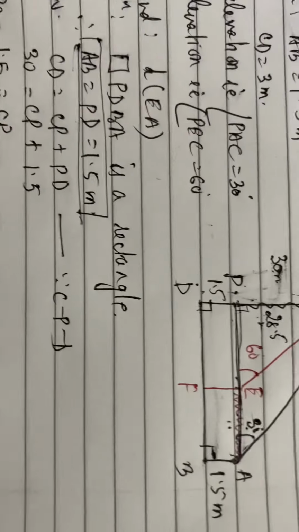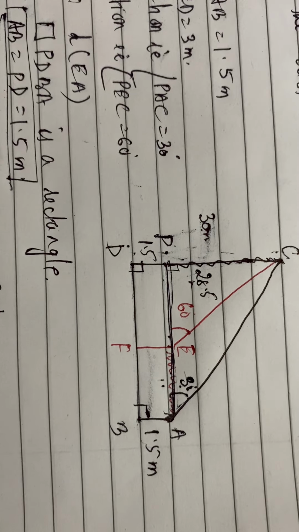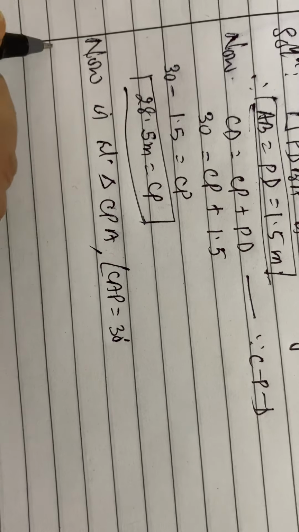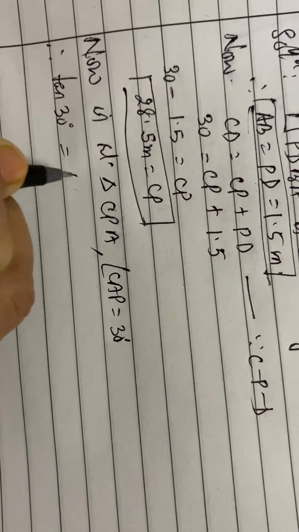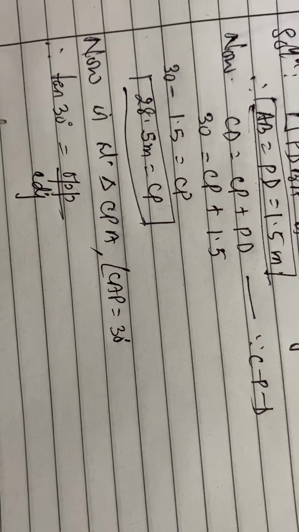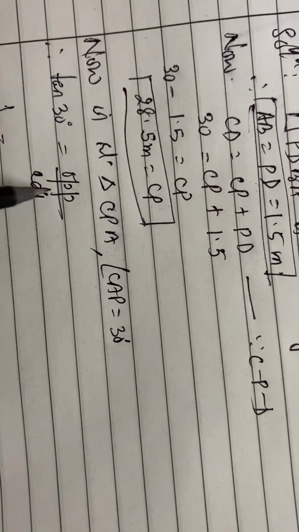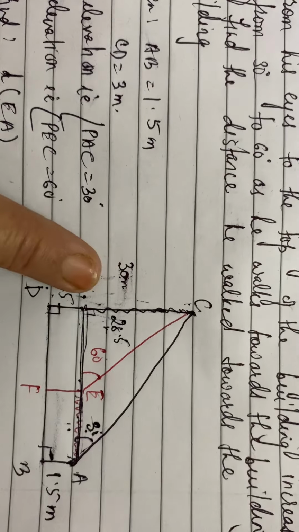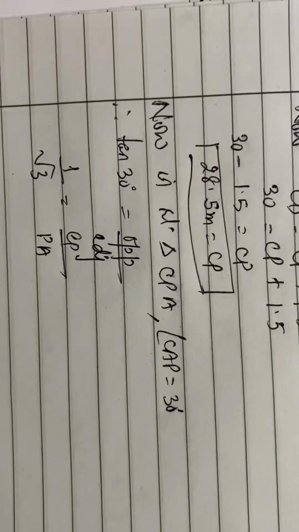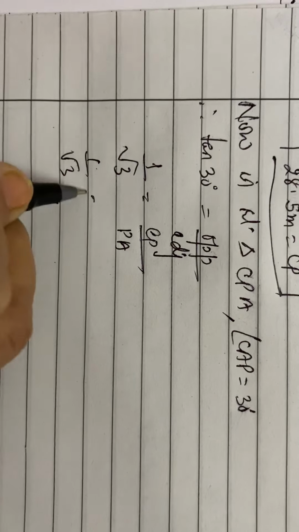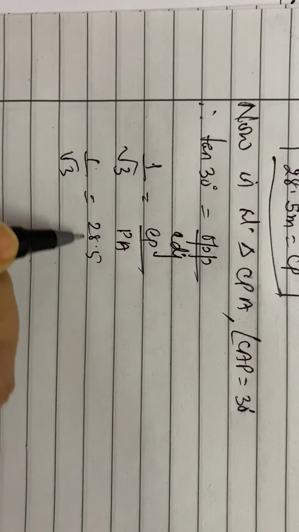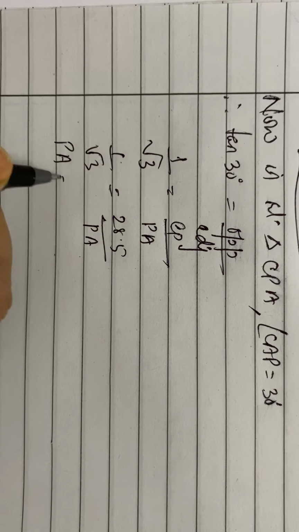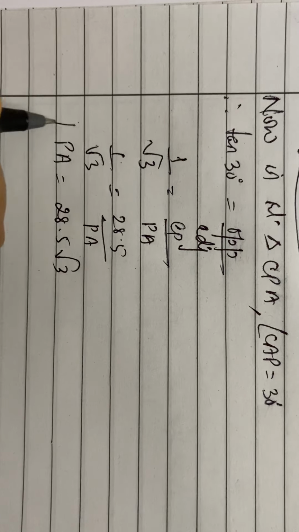So in right triangle CPA, angle CAP is equal to 30 degrees. Therefore tan 30 is opposite upon adjacent. Tan 30 means 1 by root 3. We are taking the bigger triangle CPA. Opposite is CP and adjacent will be PA. So 1 by root 3 will be equal to 28.5 upon PA. So PA is equal to 28.5 into root 3 meter.